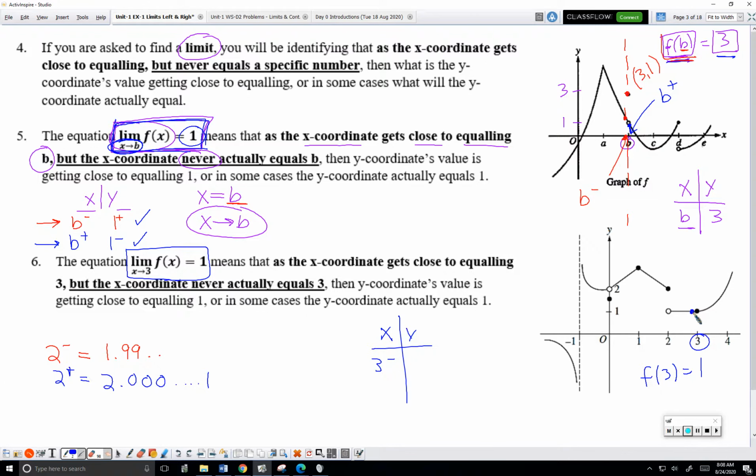And I would note here it's a little bit different. The y-coordinate isn't close to equaling 1. The y-coordinate is 1. So as the x-coordinate gets closer and closer to equaling 3, but it's just a little bit less, the y-coordinate, because this is a horizontal line, is just staying at 1 the whole time. On the other side, I would have slightly more than 3.